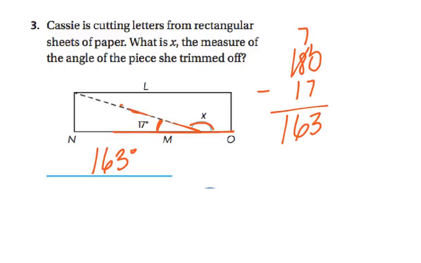All right, I hope you all had a chance to solve that. We would have been subtracting 180 minus 17 degrees, and that would have given us 163 degrees for angle X. All right, let's take a look at number 4.